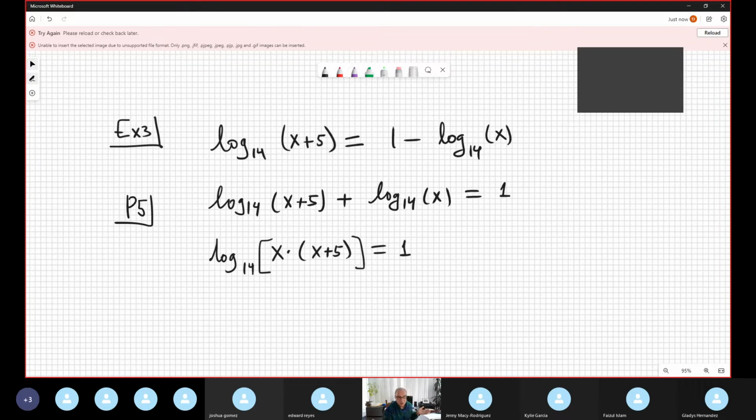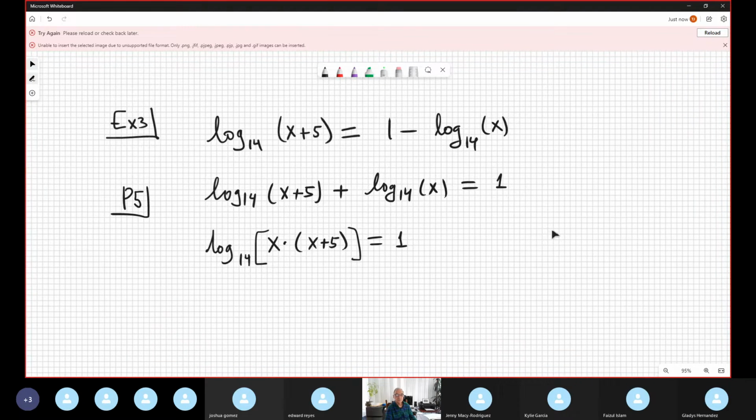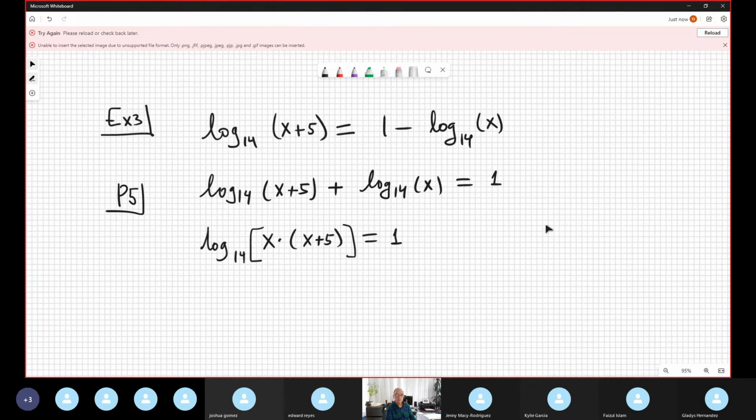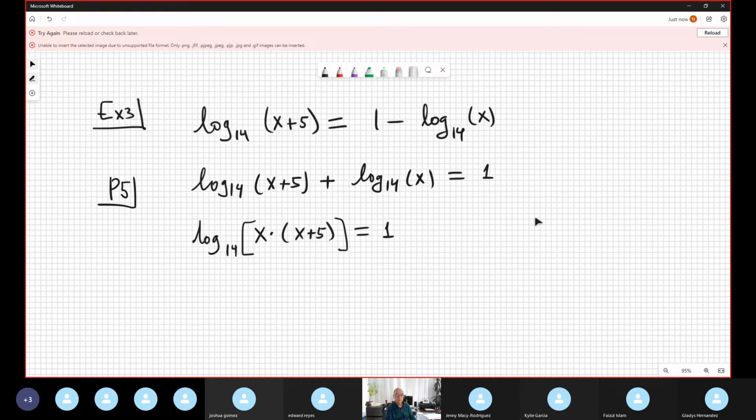Okay, they're saying yes. You have two logarithms on different sides. You move it to the same side, and now you're going to use property 5. Why property 5? Because it's plus, and the plus is multiplication. That's the only thing we are doing. Now, after that, what should I do? What should I do now? Convert to exponential.